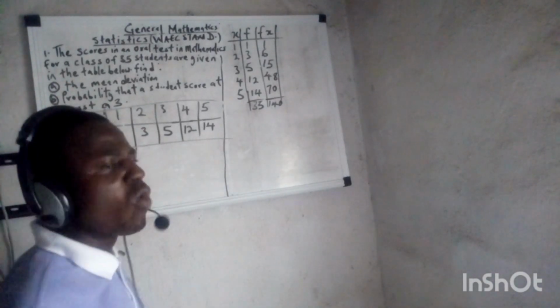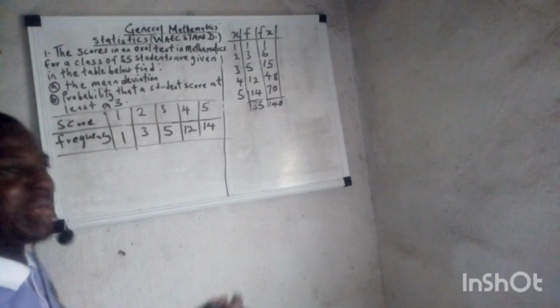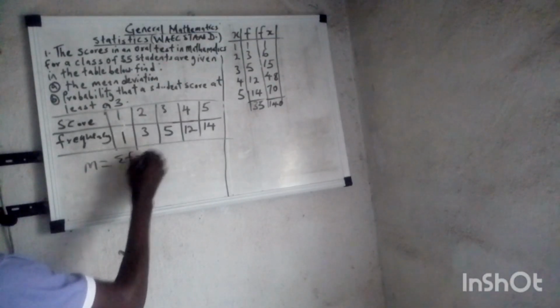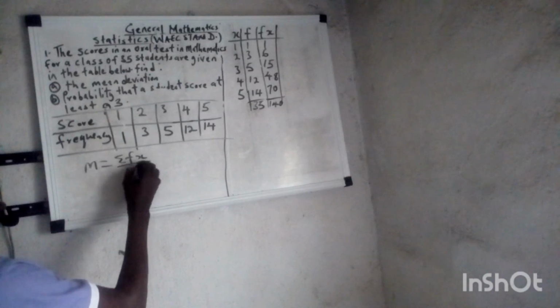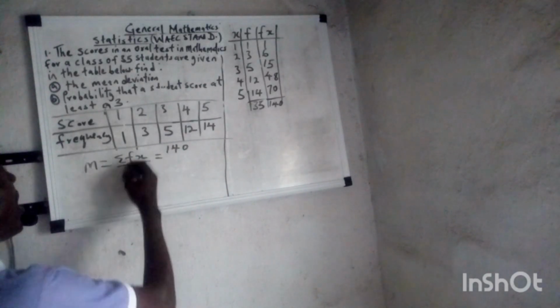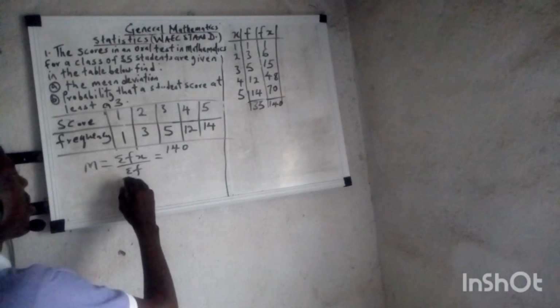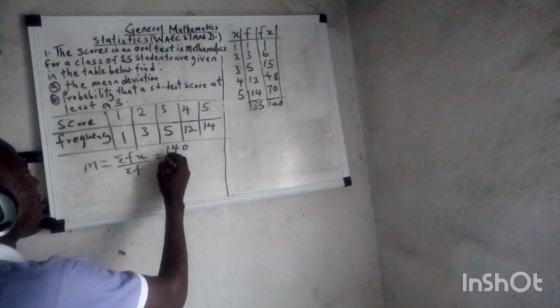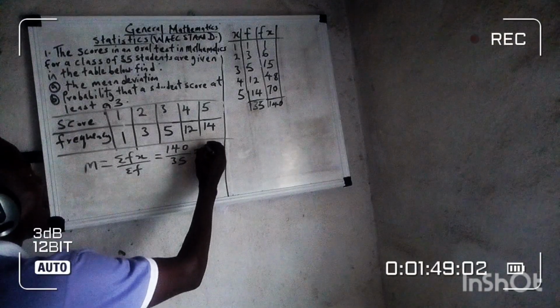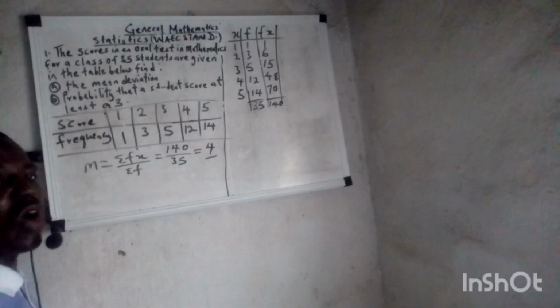So before we move forward, let's get the arithmetic mean. We know the arithmetic mean is equal to summation fx over summation f, which is 140, the summation fx, and the summation of f is 35. If you divide, you get 4. So this becomes the mean.